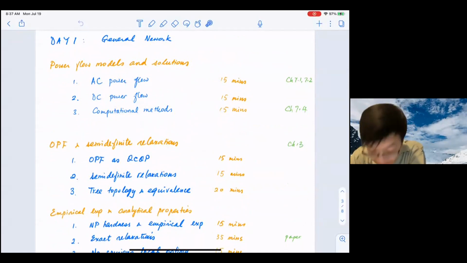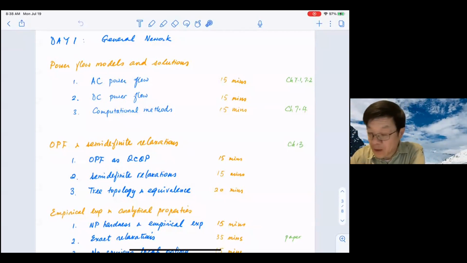So for today, there are roughly 4 blocks, and each block is roughly an hour, but not exactly an hour. Some may be 5-10 minutes over, some may be 5-10 minutes less. So I'll try to manage the time so that we can squeeze all these materials within the 4 hours, including breaks.